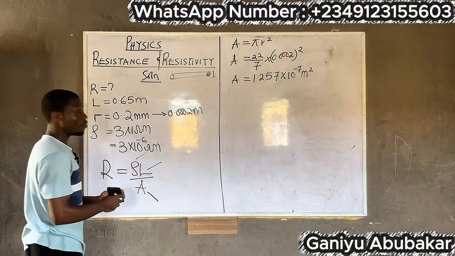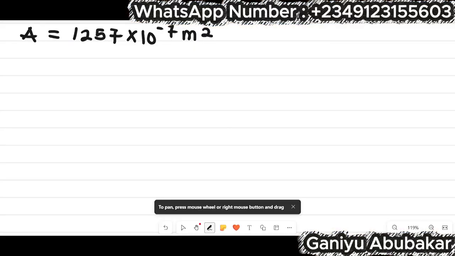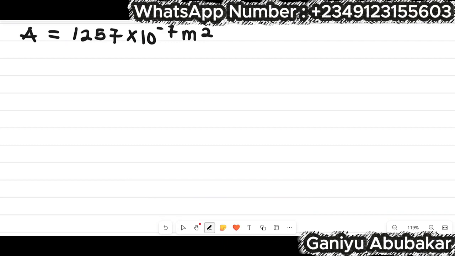So I can get the value of the resistance. As we continue, sorry that I switched to this, because my phone storage is currently full, so I had to switch. So we just find the area. If you check, once that is finished, you just go to area, and the area is 1.257 times 10 to the power minus 7 meter squared.